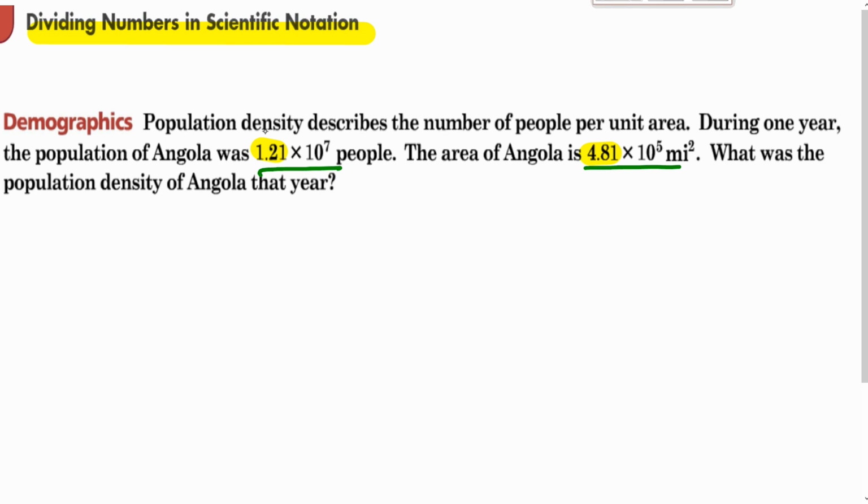So population density describes the number of people per unit area. That is division. So which one of these is people? We're going to do people divided by area. So this one's people and this one's square miles. This is just units. That is not like an x and a y. It's just units, so we don't have to put that in our problem here.